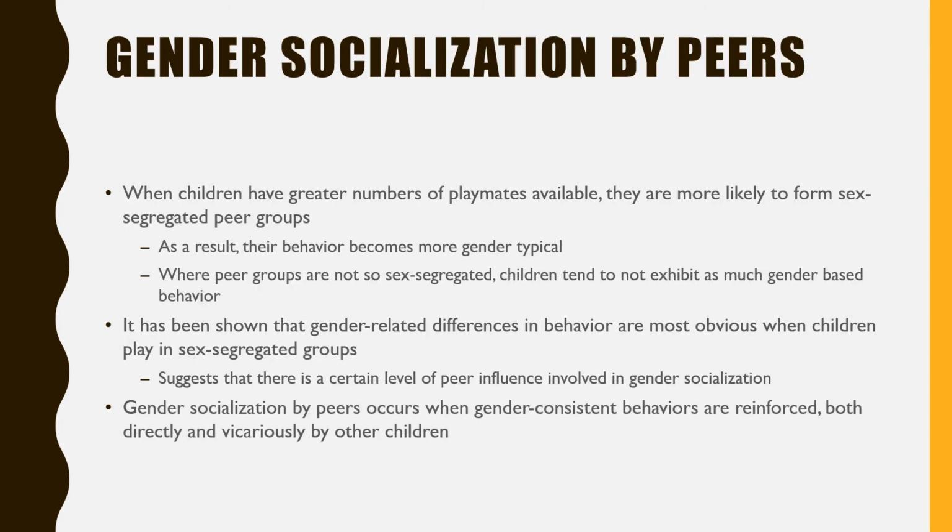Now, we can also be socialized in terms of gender not only by our parents, but also by our peers. When children have greater numbers of playmates available, they're more likely to form sex-segregated peer groups, right? Even as elementary school kids. If you think about elementary school, I certainly remember boys talking about girls having cooties, and then girls saying boys had cooties as well, right? So you are very much segregated on the basis of sex. What this does is reinforce behavior more and more as being gender typical, where it's matching the societal definitions for how boys and girls should act. That does not mean that they have to act that way. And where peer groups are not so sex segregated, children tend to not exhibit as much gender-based behavior.